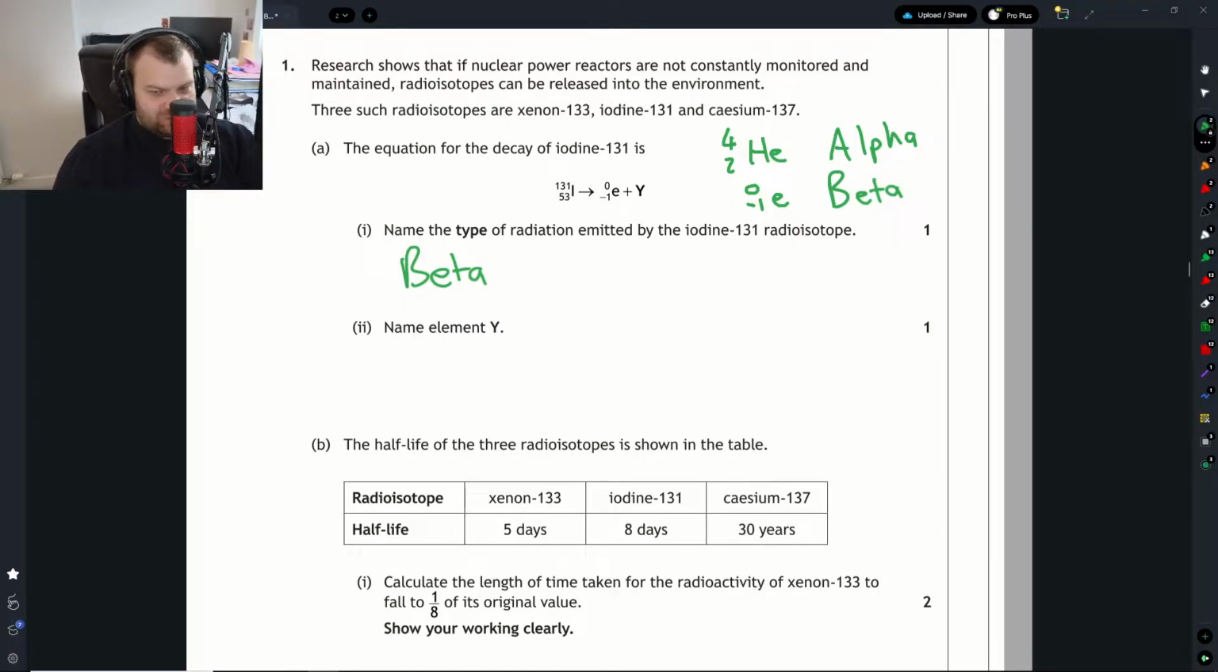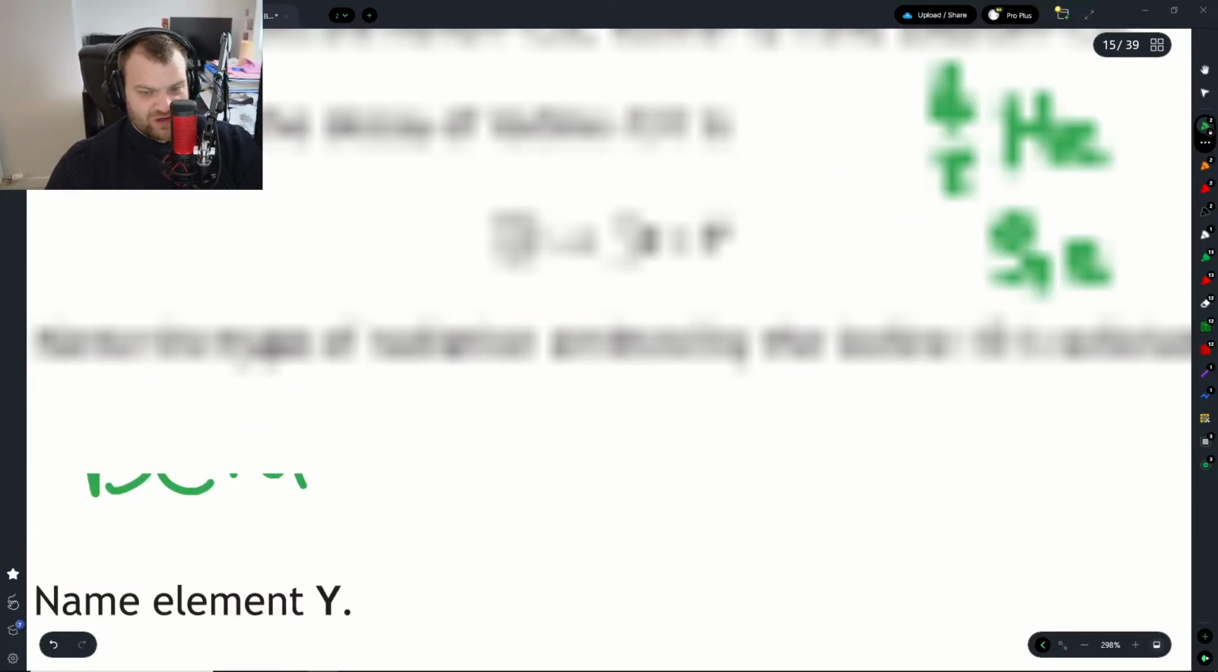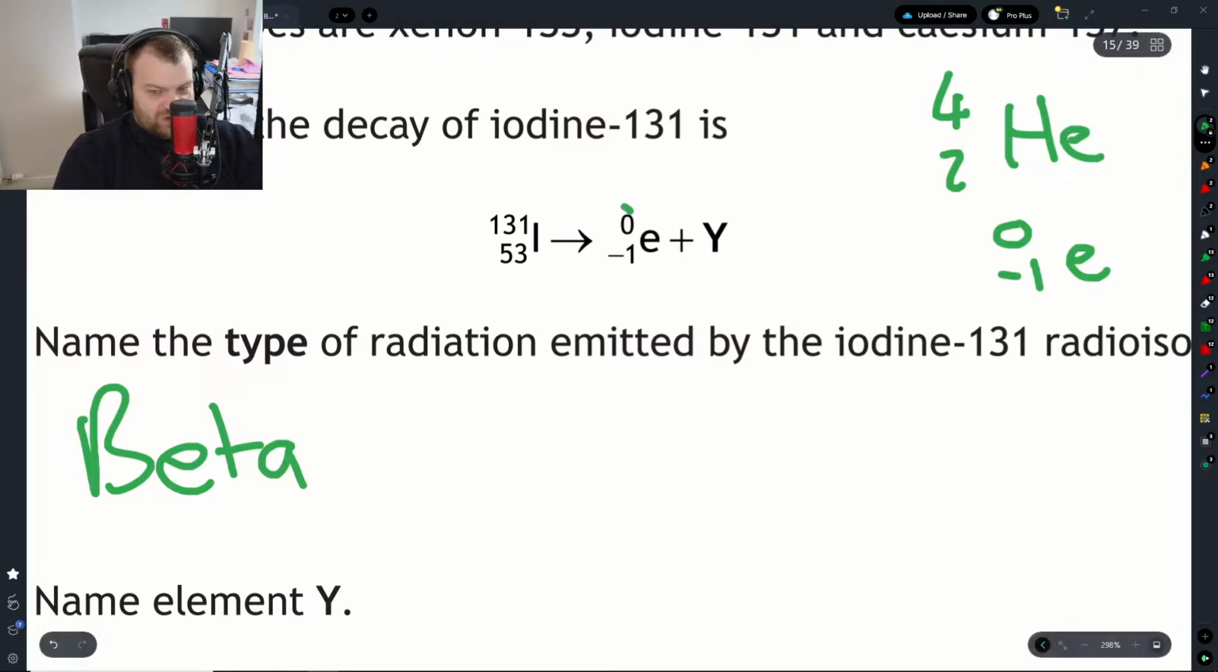Next, we're asked to name the element that we've got left over once it's emitted. It's a beta particle. We have got to think about our top numbers and bottom numbers. Here, we have 131. There is no change here because it's still 0, which means our Y has to have a mass of 131. On the bottom, we're trying to solve this kind of little equation. We have got 53 equals something minus 1. With beta decay, the atomic number goes up by 1. The only number that makes sense would be that this is 54. Because 53 does equal 54 minus 1.